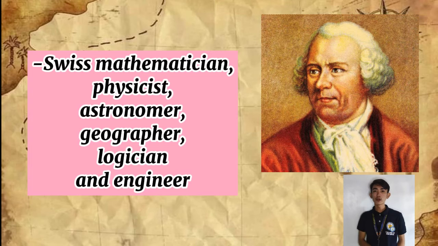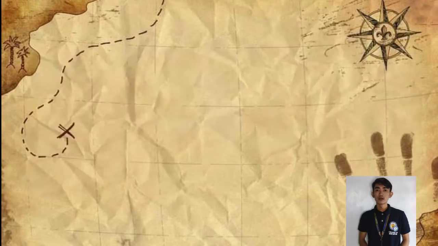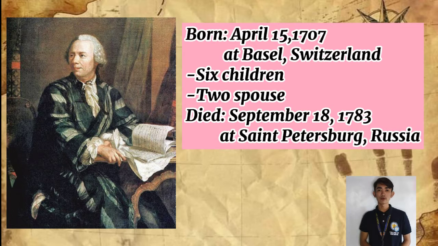He is no other than Sir Leonhard Euler. Leonhard Euler was a Swiss mathematician, physicist, astronomer, geographer, logician, and engineer who founded the studies of graph theory and topology, and made pioneering and influential discoveries in many other branches of mathematics, such as analytic number theory, complex analysis, and infinitesimal calculus. He was born on 15th of April 1707 at Basel, Switzerland. He had 6 children and 2 spouses. His life ended on September 18, 1783 at St. Petersburg, Russia.